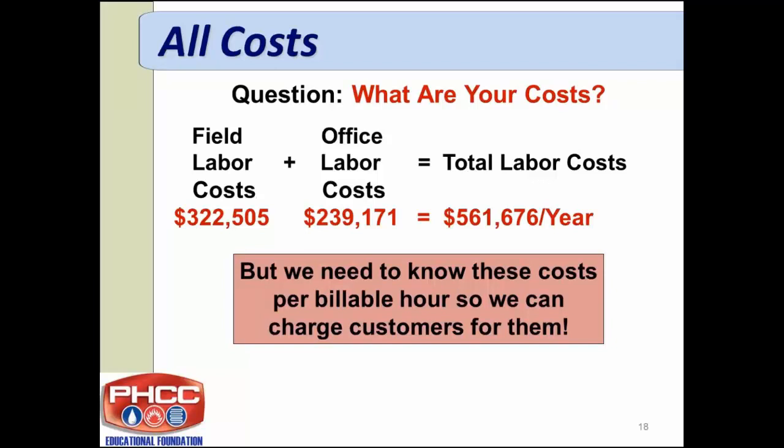So now we've figured out part 1 and 2, field labor costs, office labor costs. Add those two together and we have our total labor costs for this company. And it's coming in at $561,676. But if we're going to charge customers for that, we need to know those costs per billable hour.